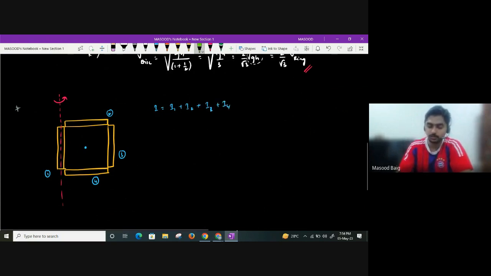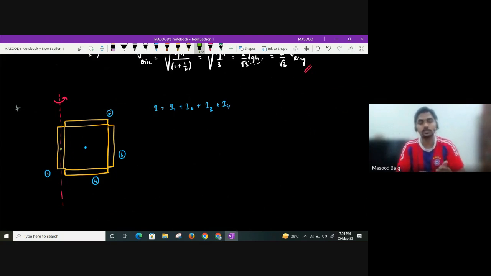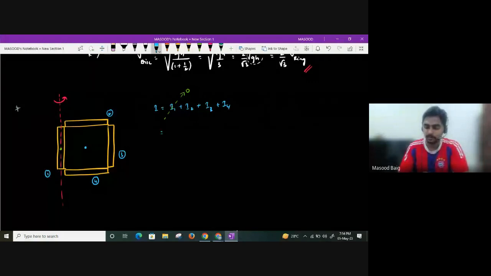So what is the moment of inertia for the first rod? See, it is an axis. The given axis is an axis passing through the center of one of the rods and it is along the length. So the moment of inertia for the first rod about the given axis will be 0. For the second rod, it is an axis passing through one of the sides, so it will be ml square divided by 3.